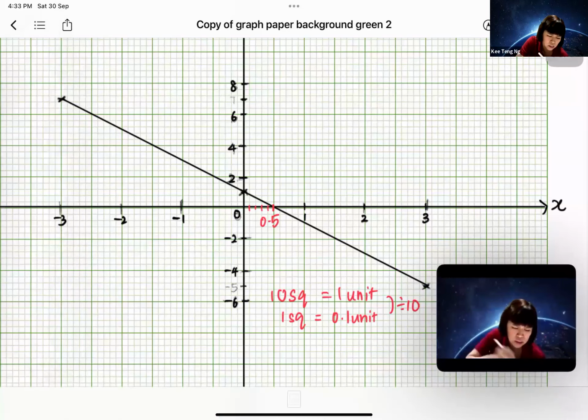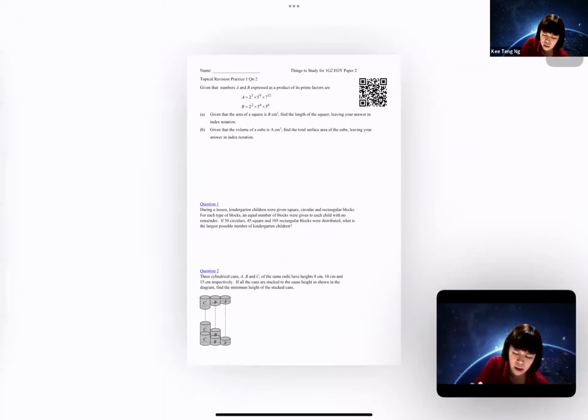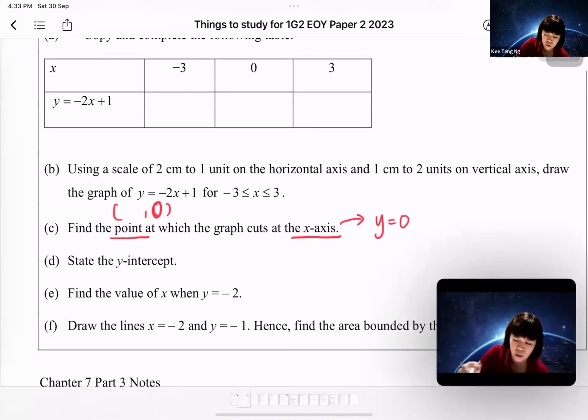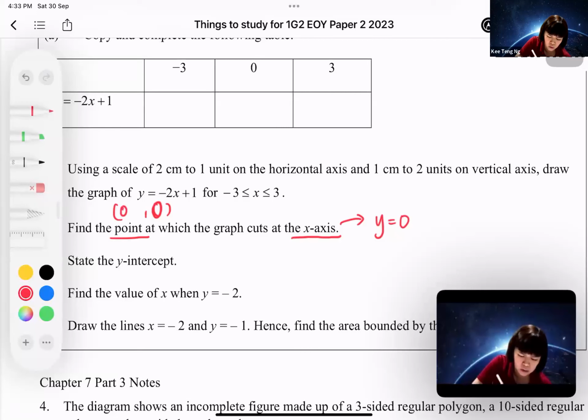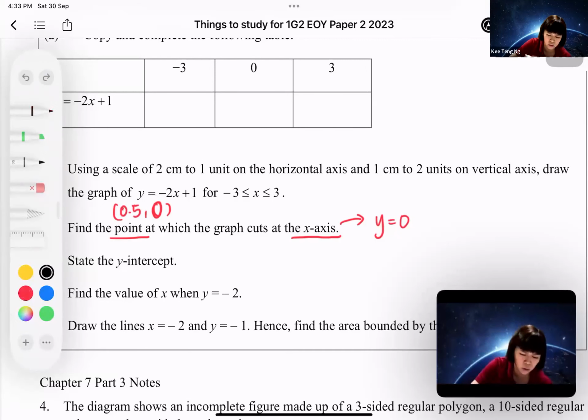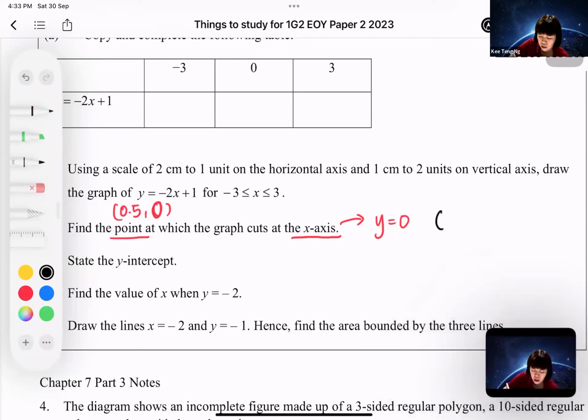So in this case, let me go back to here to write my answers. My x-intercept, they want the point, right? So the x value will be 0.5. The y value, remember, cut the x-axis, y value is 0. So in this case, my coordinates over here, this point, 0.5, 0. Answer.